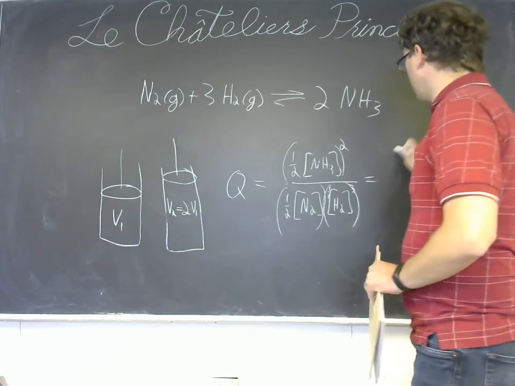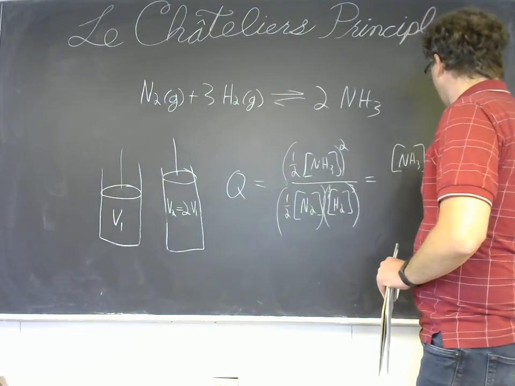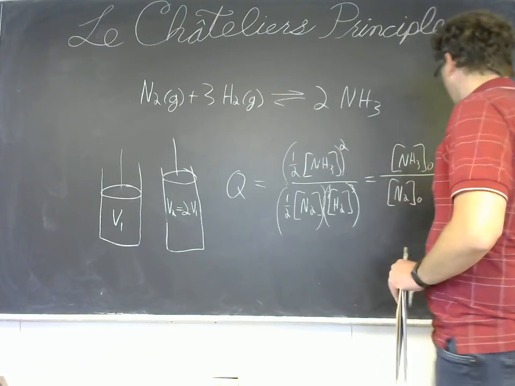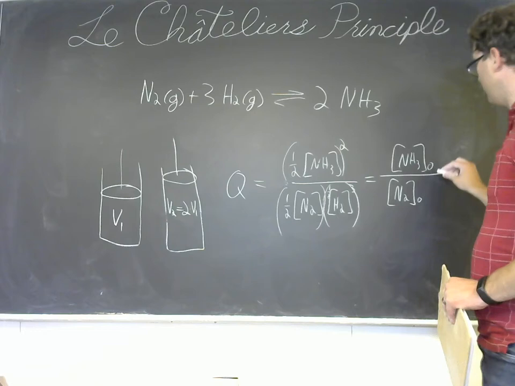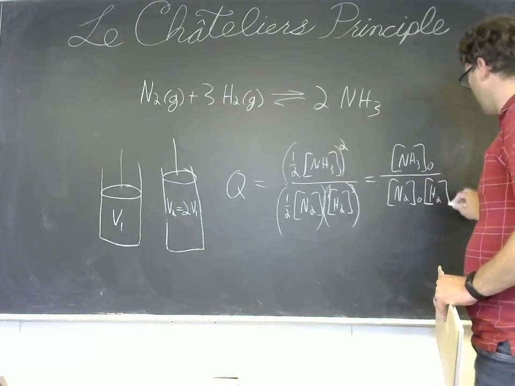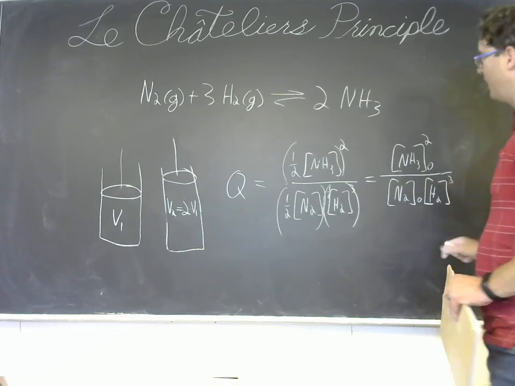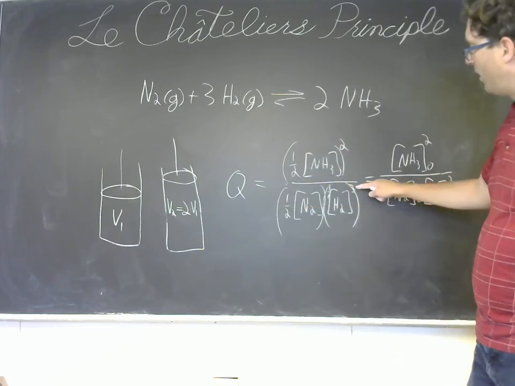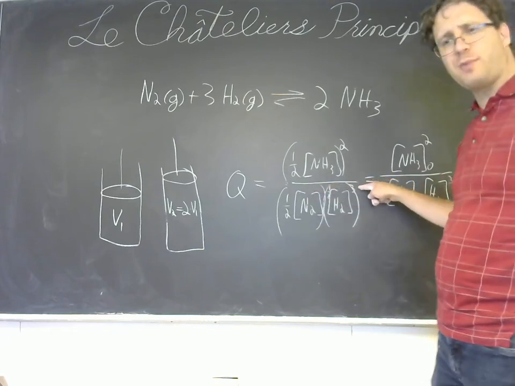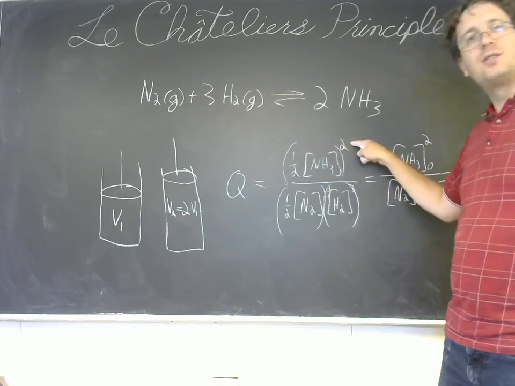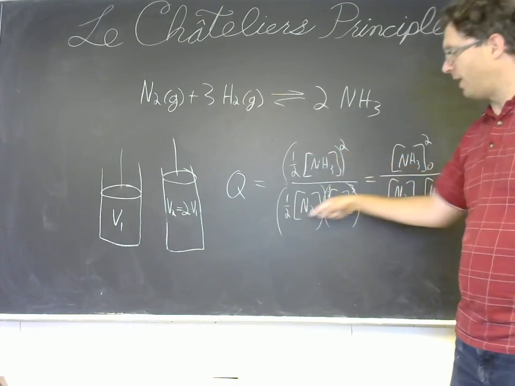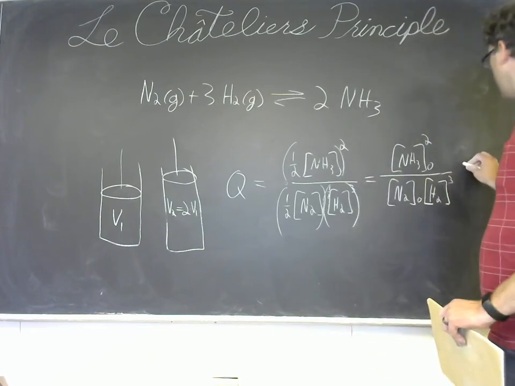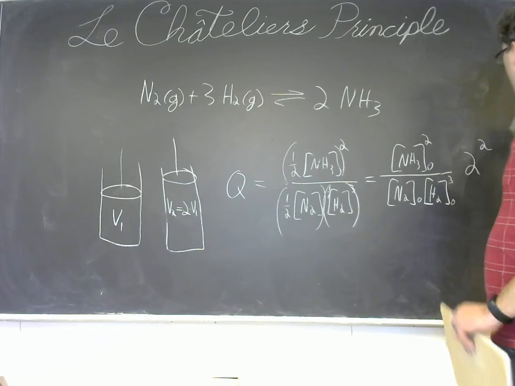And this is, of course, going to equal our initial ammonia concentration squared over our initial nitrogen concentration times our initial hydrogen concentration cubed. And I can take all of these 1/2s and cancel some of them out. I have 1/2 times 1/2 cubed, that's 1/2 to the 4th power in the denominator. I have 1/2 squared in the numerator, and so these will cancel out with 2 of those. I'm left with 1/2 squared in the denominator, which is also the same as 2 squared in the numerator.